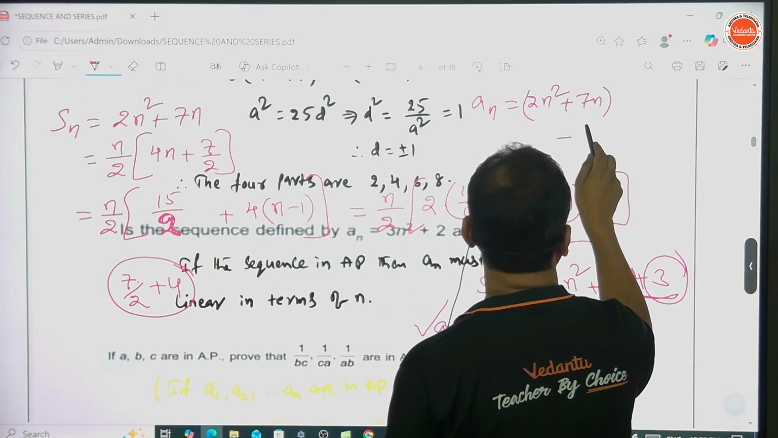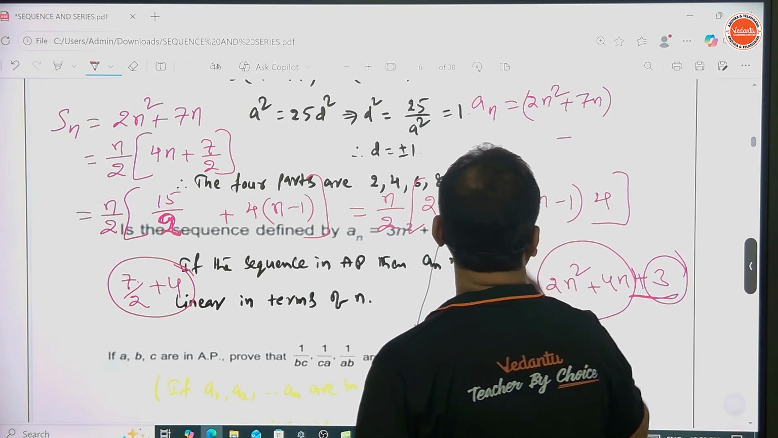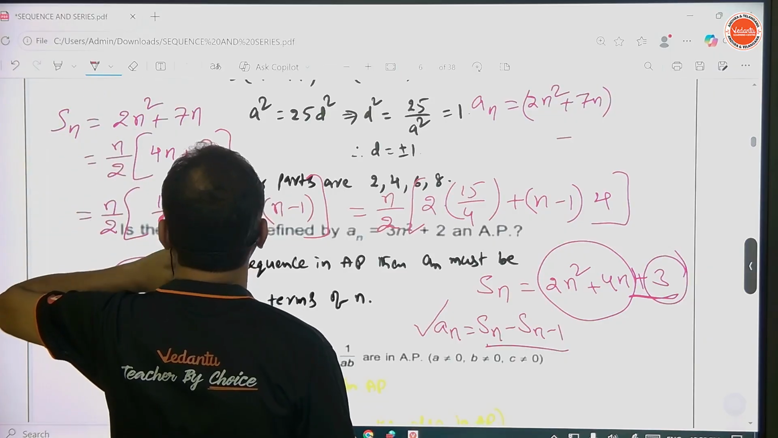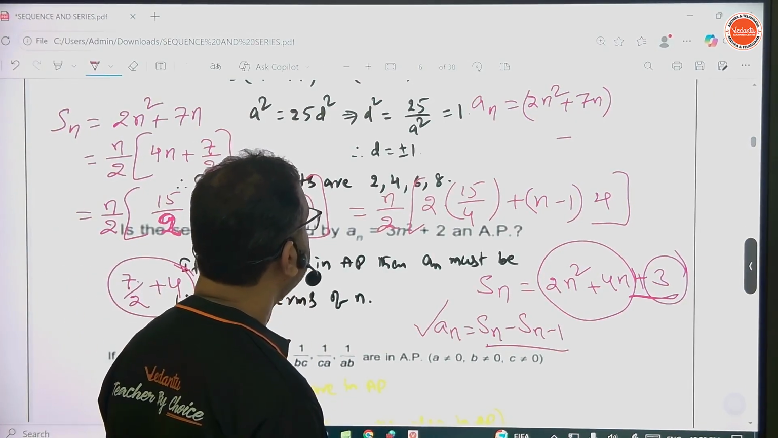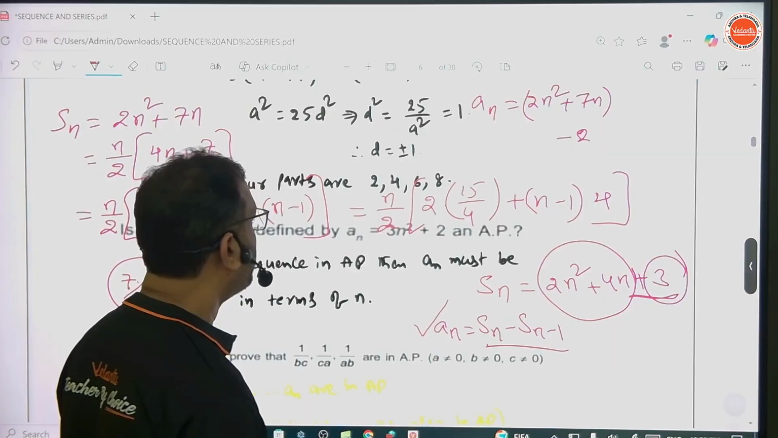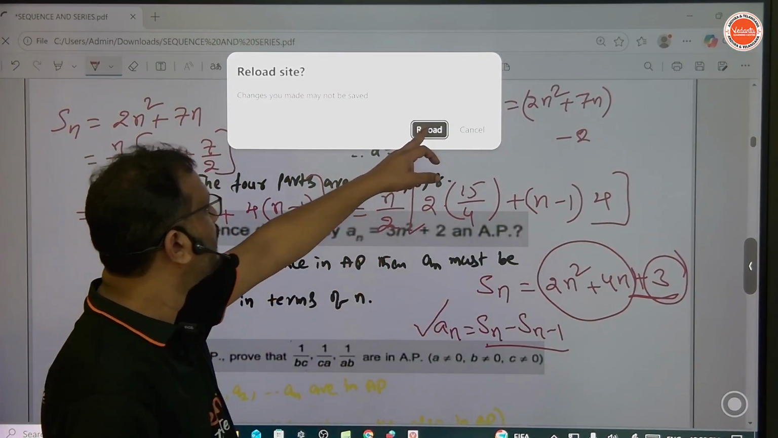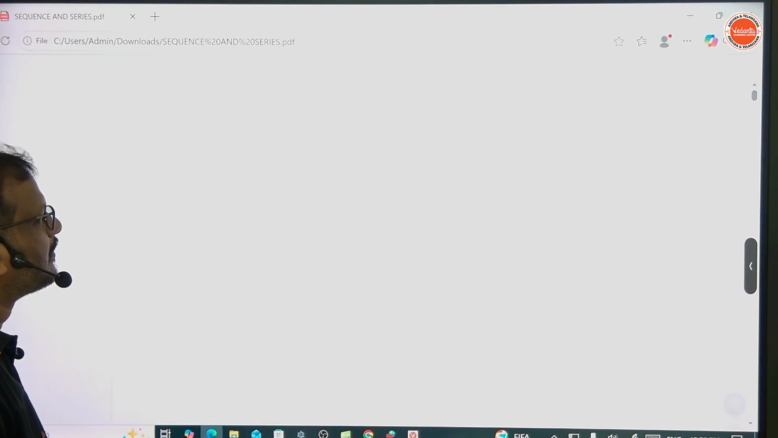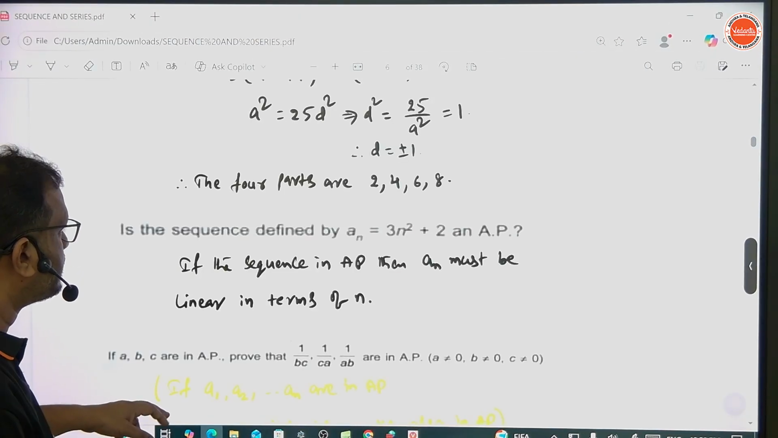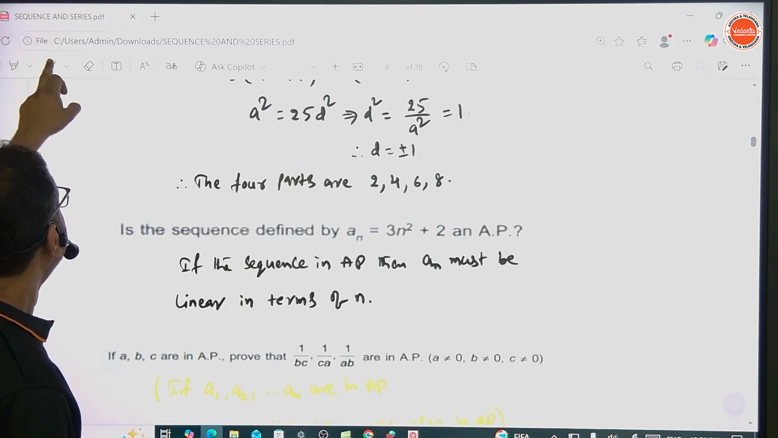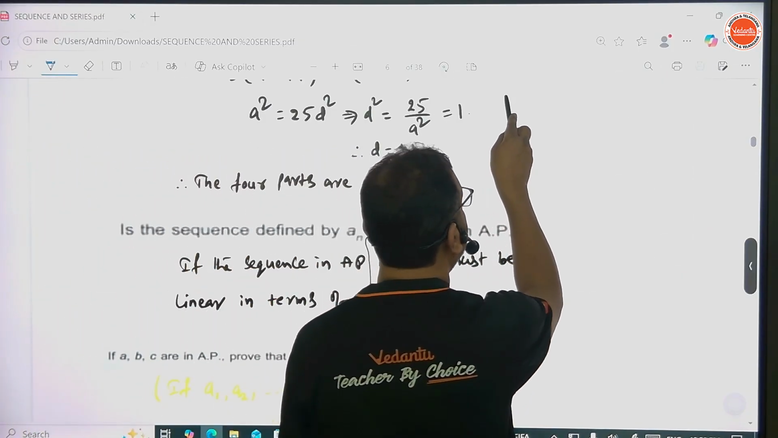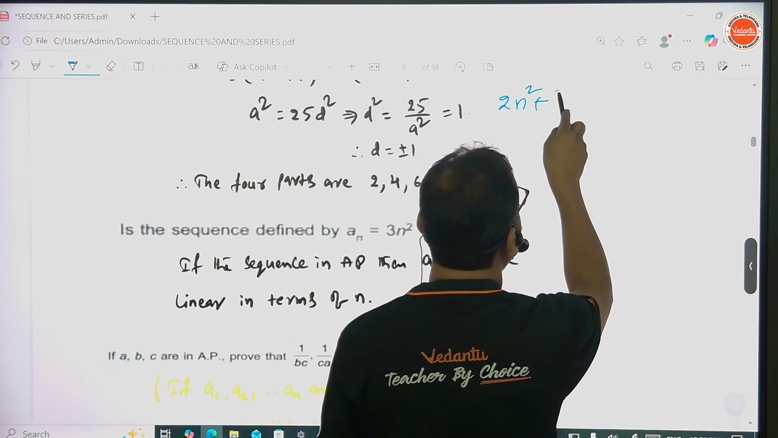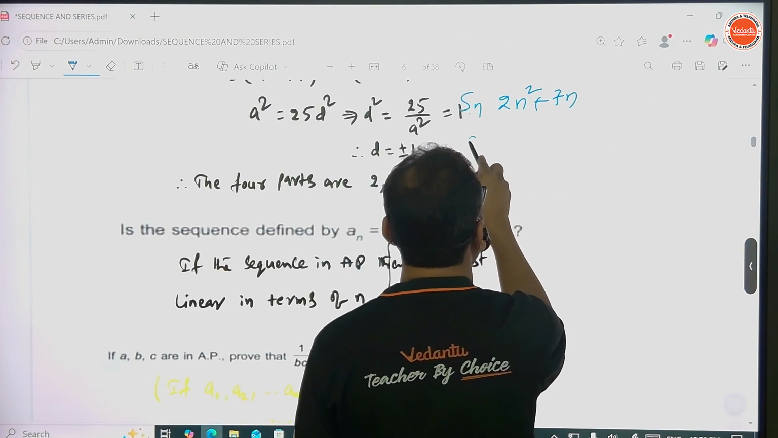Two times of n minus 1 whole square. So what I take? 2n square plus 4n, right? 7n. That is Sn. So we need an now.